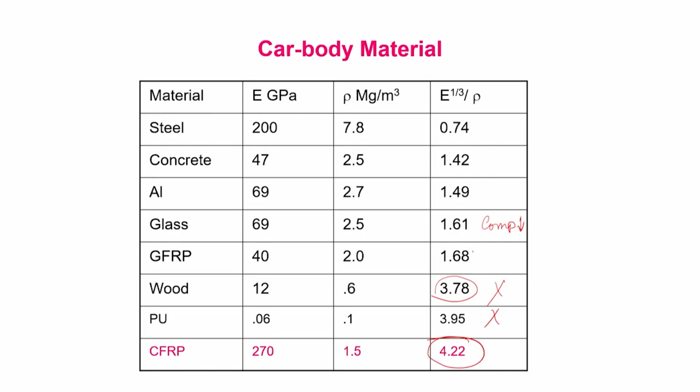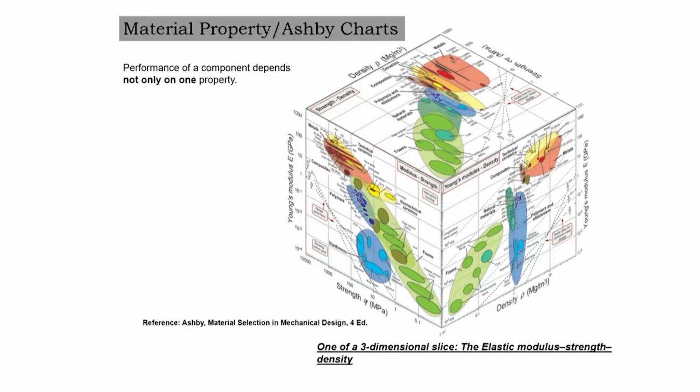Now, we can see that aluminum and steel are the 2 competitors, and out of this aluminum is a better choice. In fact, we can actually get an Ashby chart like this, and in this chart right now we are looking at only, Ashby chart can be multi-dimensional.